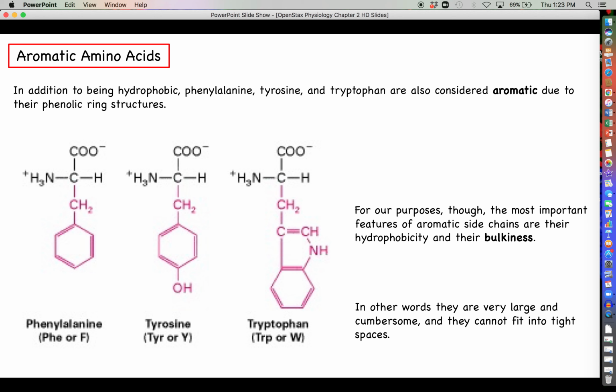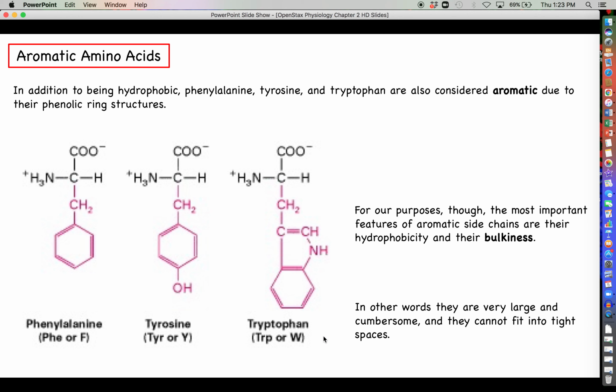Okay, and then here are the aromatic amino acids. So that's phenylalanine, tyrosine, and tryptophan. The only thing that you should really take note of here is how big these side chains are. The thing that makes them aromatic is the fact that they've got these interconnected ring structures. So phenylalanine, tyrosine, and tryptophan, you can see these interclosed ring structures here.